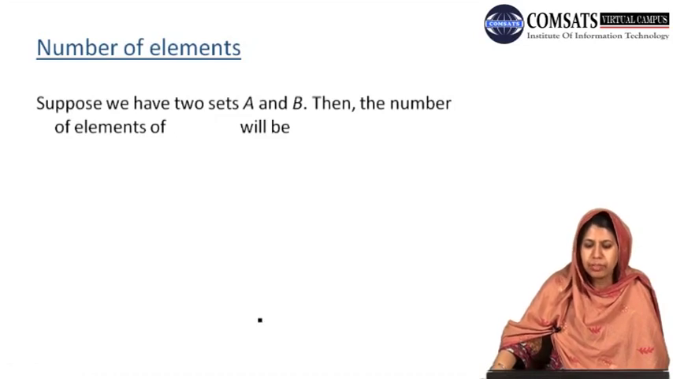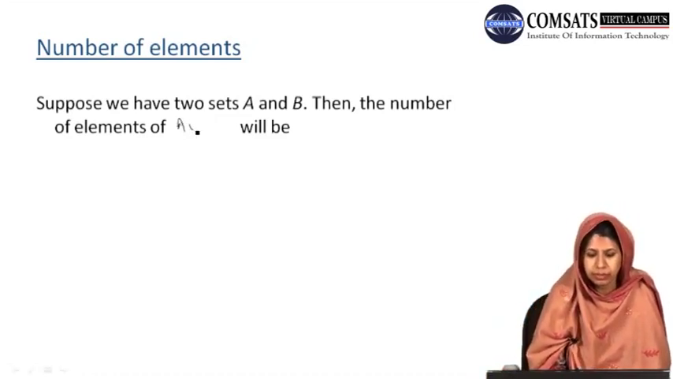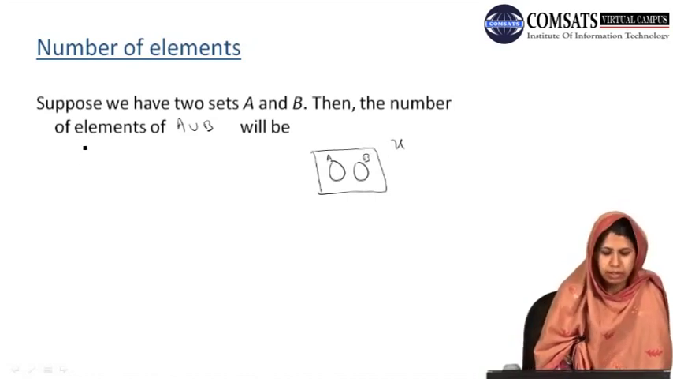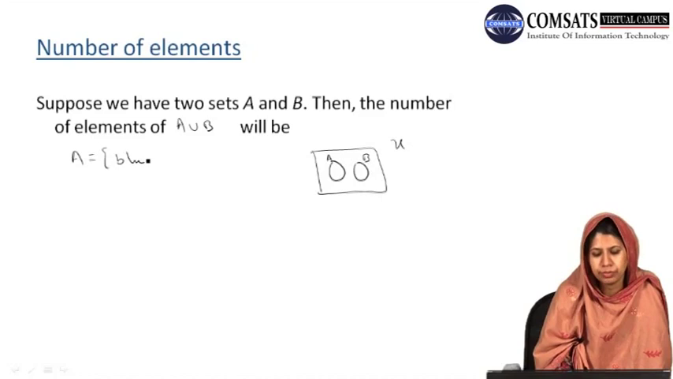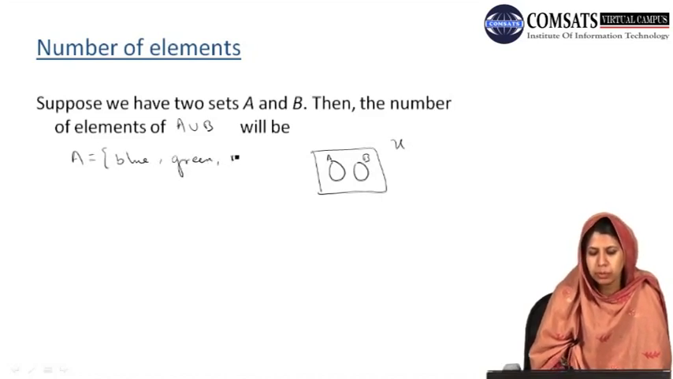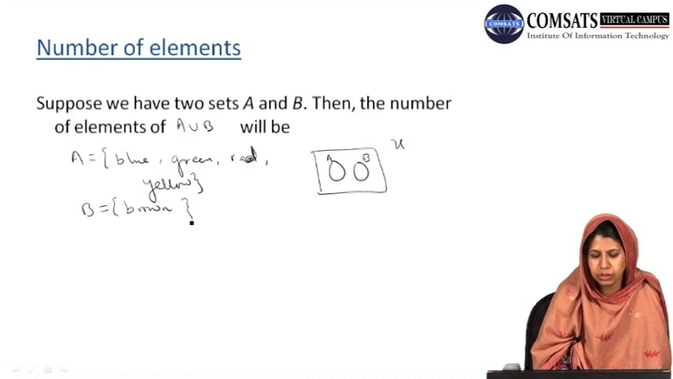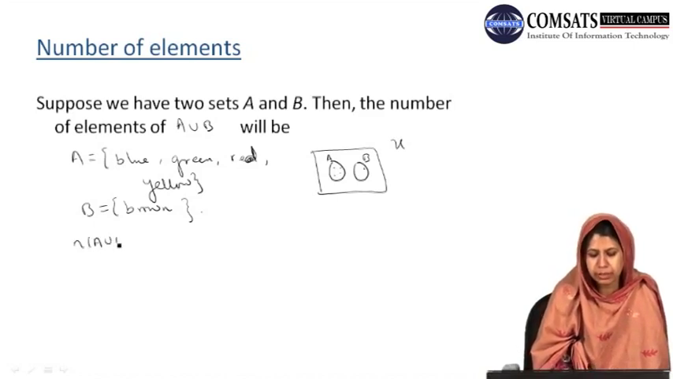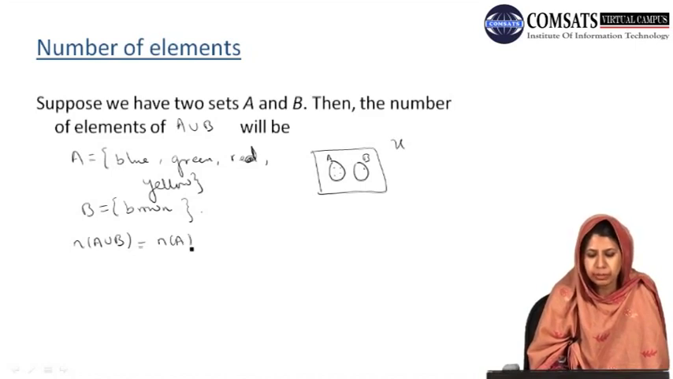In the second case, when we have two sets which have nothing in common, for example, if this is our set A and this is our set B, and our set A consists of these 4 balls, that is blue ball, green ball, red ball and the yellow ball, and the set B has only, let's say, a brown ball, then the set B has 1 element, set A has 4 elements, and the number of elements in A union B will be the number of elements in A plus the number of elements in B minus the number of elements in their intersection.